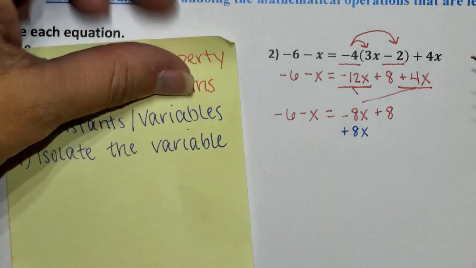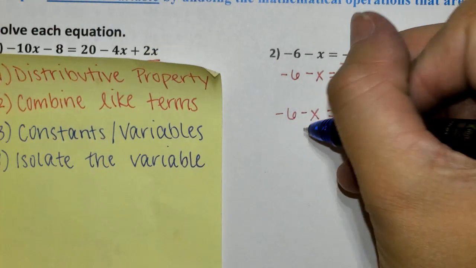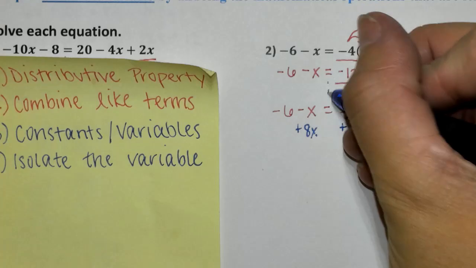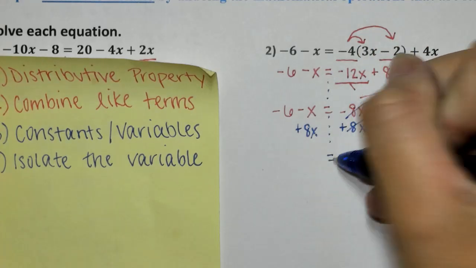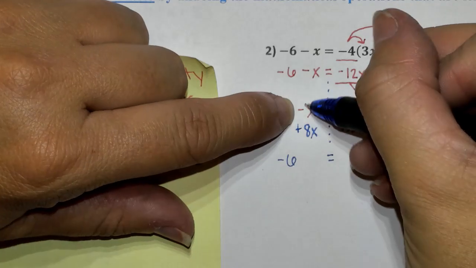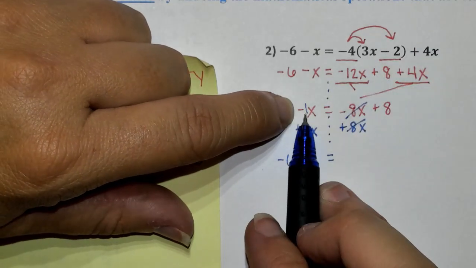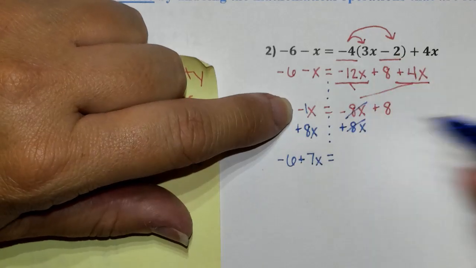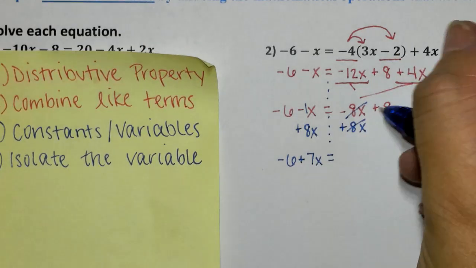What I do to one side, I do to the other side. So plus 8x, I'm going to line it up with my minus x. Negative 8x and a positive 8x cancel. Okay, bring down my equal sign. Now, negative 6 comes down. Remember that there is an invisible 1 here, but this is a negative 1x plus 8x, which gives me positive 7x. And on the right side, that positive 8 comes down.